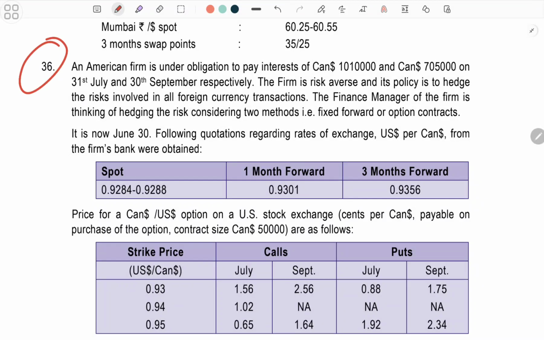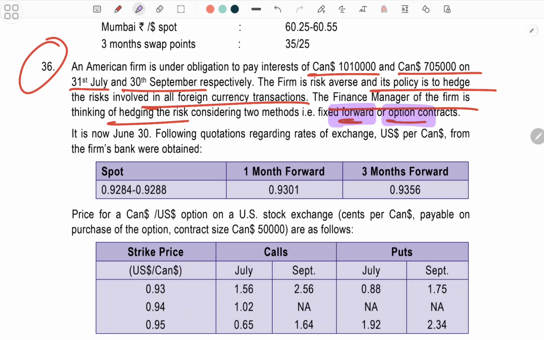Question number 36. An American firm is under the obligation to pay interest of Canadian dollar 10,10,000 and 7,05,000 on 31st of July and 30th of September respectively, after 1 month and 3 months. The firm is risk averse and its policy is to hedge all the foreign currency transactions. The finance manager of the company is of the opinion that hedging through two techniques, the forward and the options.